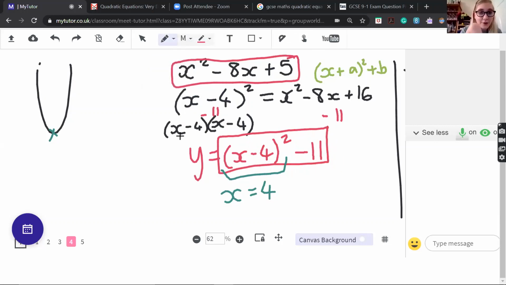And just to show you that on a graph, if we put it around this curve here, x is 4, y is -11, it looks a bit like this. So the x value is 4, the y value is -11. If you're asked to sketch a curve, you can sketch it just based off the minimum point. I hope that makes sense. That was a very rushed explanation, but I hope that makes sense.